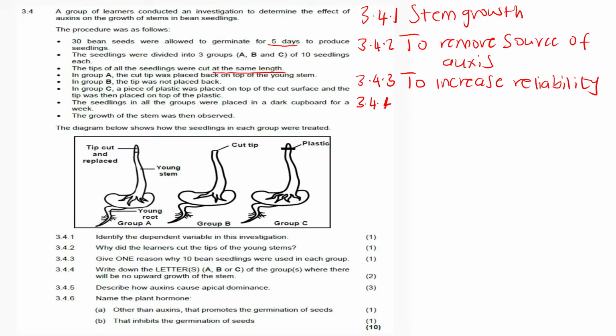Now 3.4.4, write down the letters A, B, or C on the group where there will be no upward growth of the stem. It is group B, and then also group C. There will be no upward growth of the stem. So it is group B and group C.